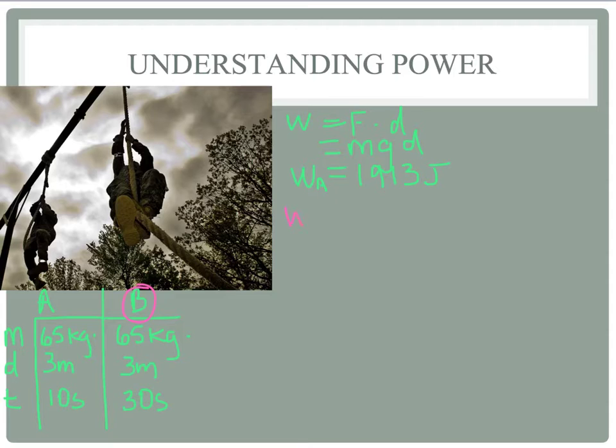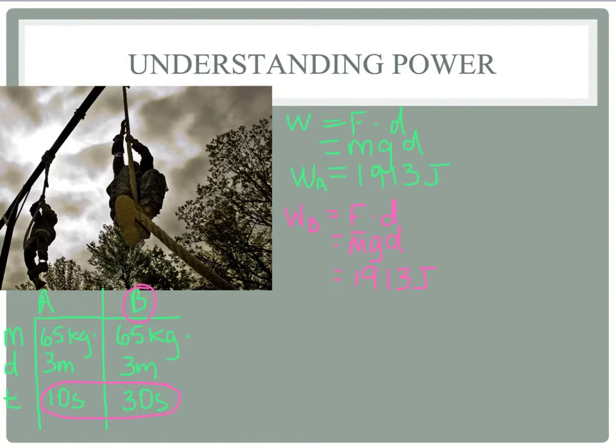Now I do it for person B, and I'm going to do his in pink. The work of person B will also be force times distance, and it's his force of gravity he's working against, so it will be M times G times D also. And again, mass is the same, it's 65 kilograms, he climbs 3 meters, gravity doesn't change, so when we calculate that all out, we also get 1,913 joules. So the work that these men both do is the same. Work does not change even though their speeds are different.